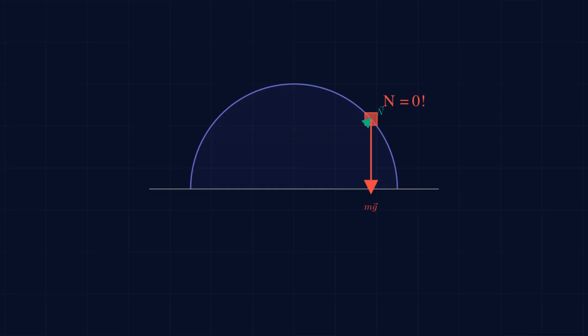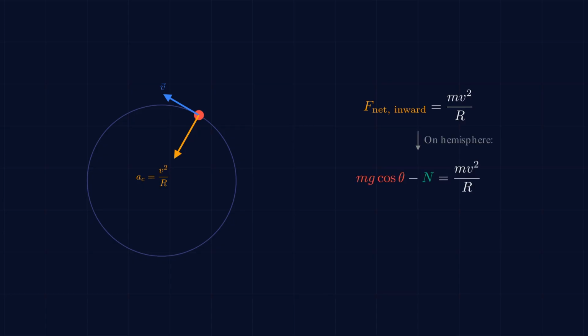Remember circular motion from physics class? Anything moving in a circle needs a centripetal force, mv squared over r, pointing toward the center. On this hemisphere, that inward force comes from the difference between the inward component of gravity and the outward normal force. So we need two ingredients, the speed v at angle theta and the force balance in the radial direction.